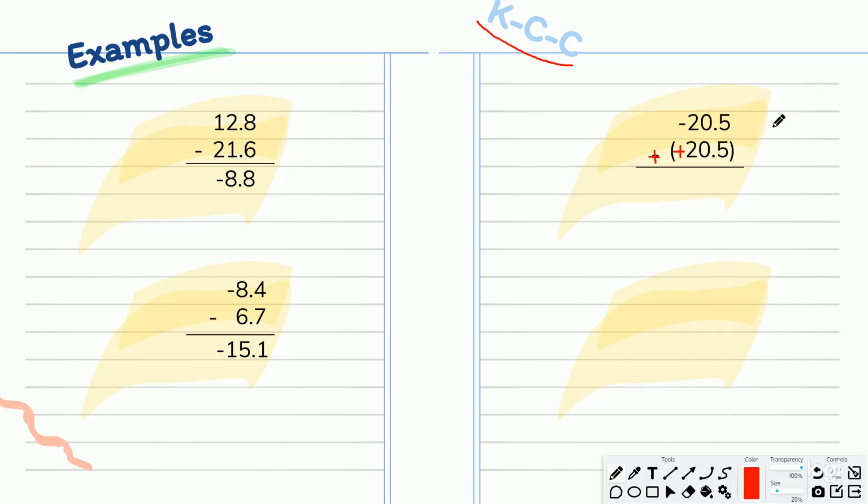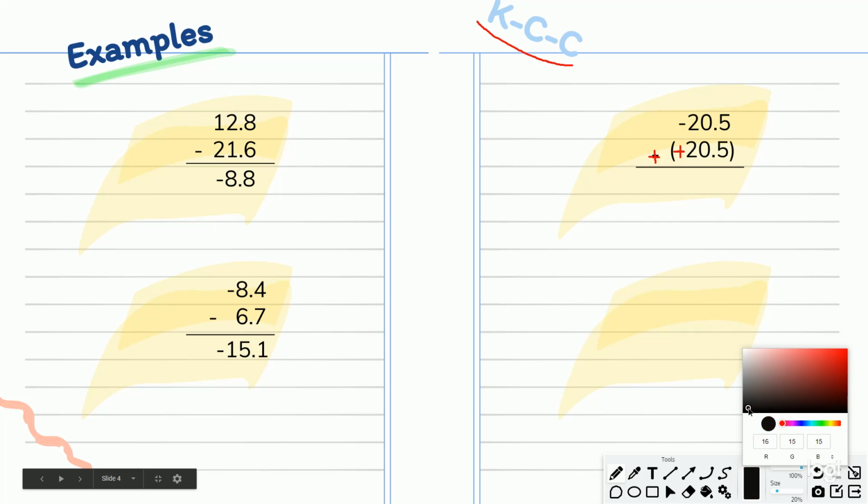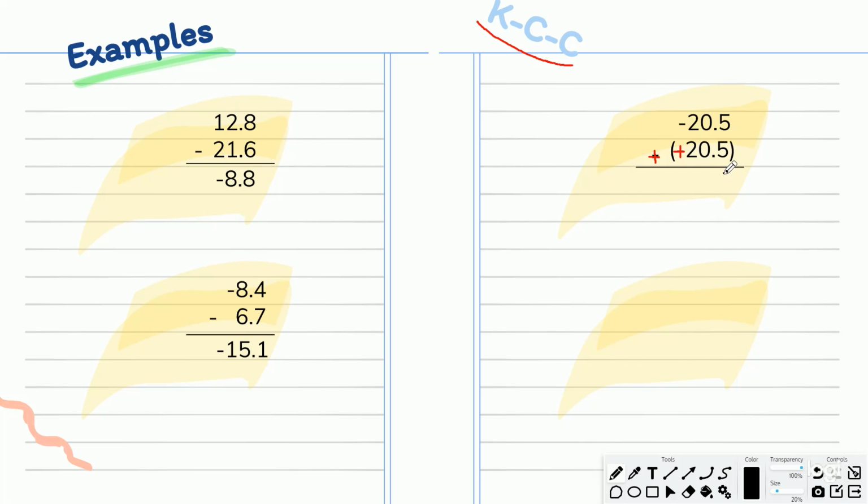I have a negative and a positive, which means I need to subtract. And then I need to think about which number is bigger. And since these numbers are actually the same, we call that a zero pair because I have two numbers that are the same that are opposites on the number line, which is always a zero pair. So I can just put my answer as 0.0, or I can actually subtract if I want. 5 minus 5 is 0. Bring down my decimal point. 0 minus 0 is 0. 2 minus 2 is 0. So my answer is just 0.0. And it actually shouldn't be a negative right there.